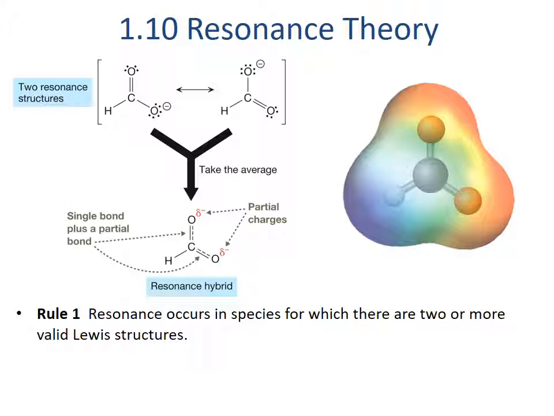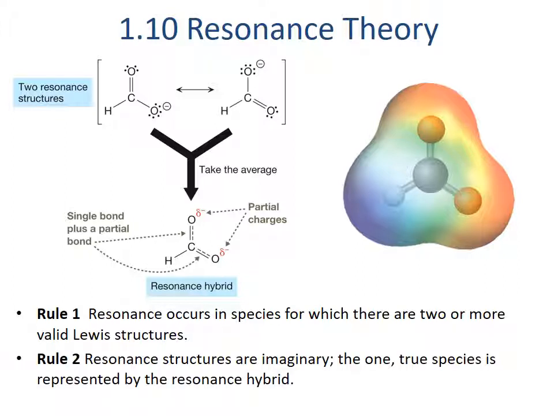Resonance structures occur whenever there are two or more valid Lewis structures, but they are never the actual molecular structure, whereas the resonance hybrid is the true structure. Notice how the resonance hybrid has partial negative charge that's equally distributed between the two oxygens, just like the electron potential map.